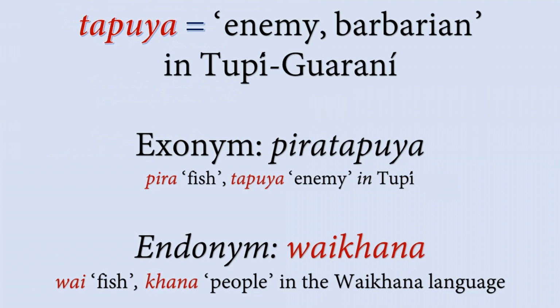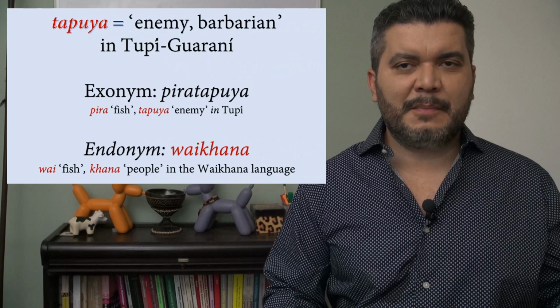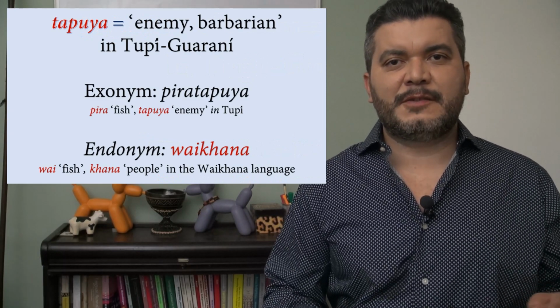For example, in Amazonia, the Waikihana people were called Piratapuya in Ngatu, a Tupian language. And Piratapuya was the name by which the Waikihana people became known by outsiders. The word wai means fish, and kana refers to people, so we have fish people.